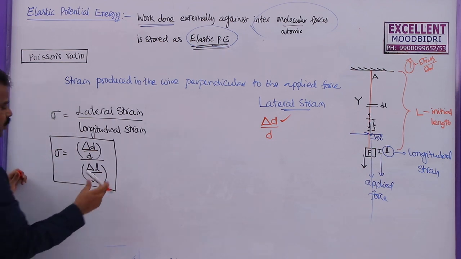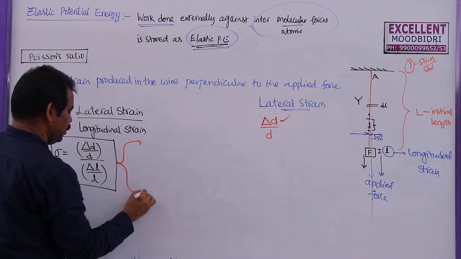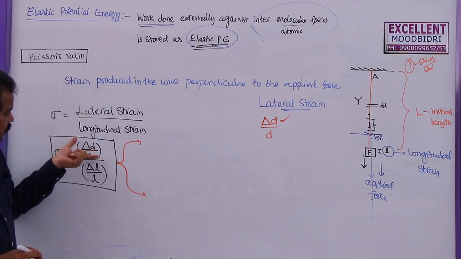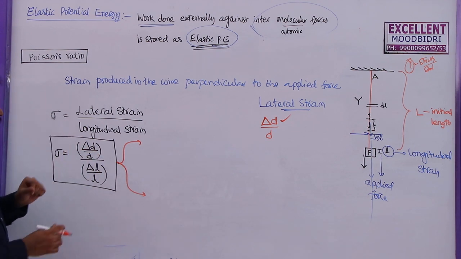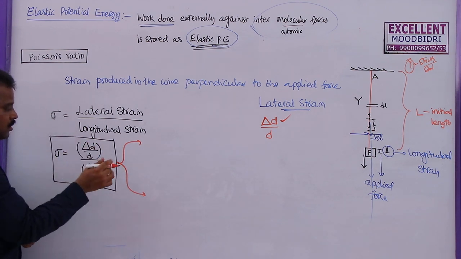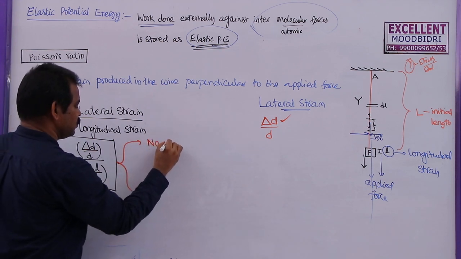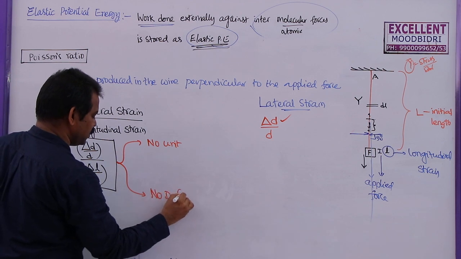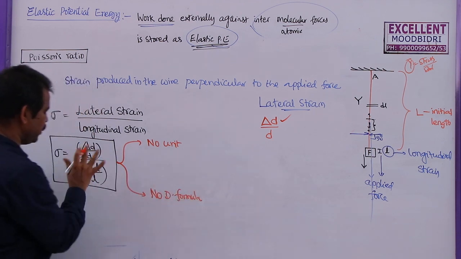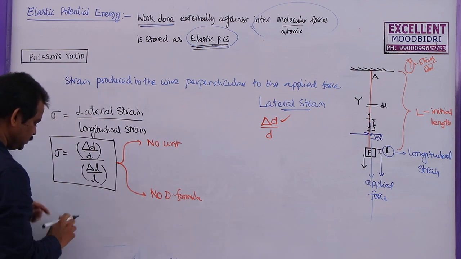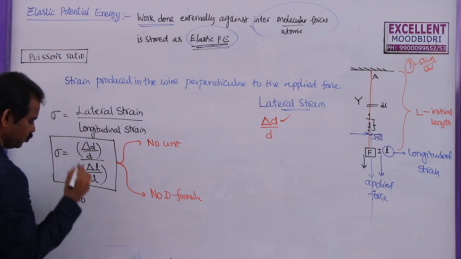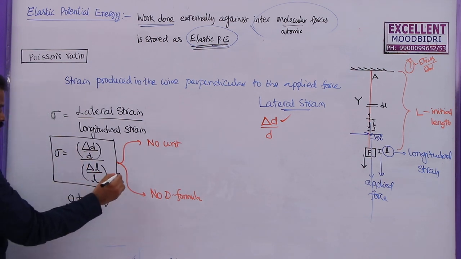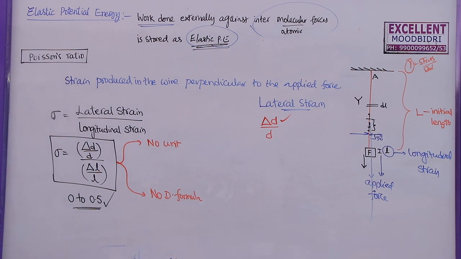Remember, Poisson's ratio has no unit and no dimension formula. Why? Because we know longitudinal strain has no unit. Even this lateral strain has no unit, because it is change in diameter and the original diameter cancels. So no unit and no dimension formula for Poisson's ratio. It's a number only. Generally this number lies between 0 to 0.5.